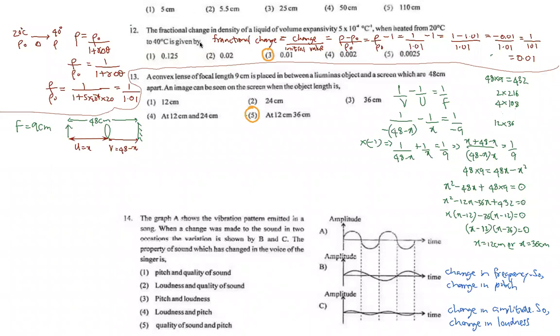So I'm getting the third one: pitch and loudness. If there were a change in quality, the wave pattern would not be like this. The wave pattern would change. But it's the same wave pattern, a sine wave. So that's the answer.